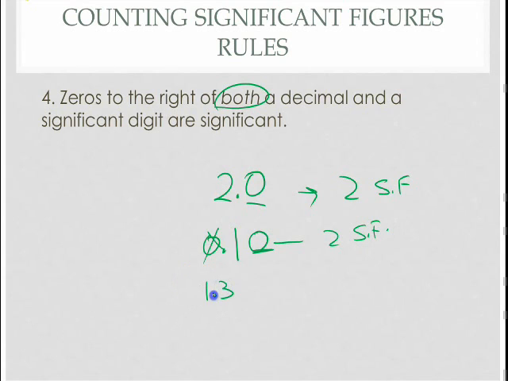0.3000, all of these are significant zeros, as well as this is significant and this is significant. We have 5 significant figures because it's the 0 to the right of a decimal and to the right of a non-zero.